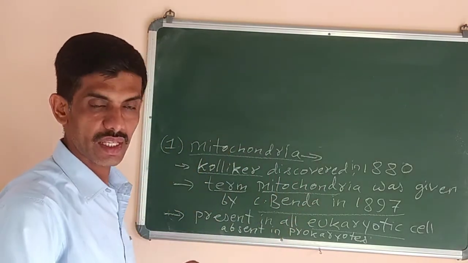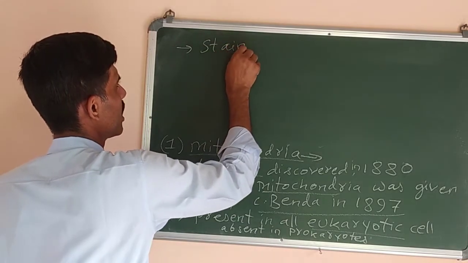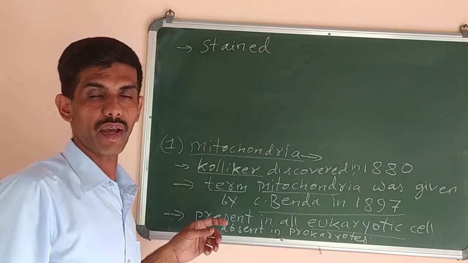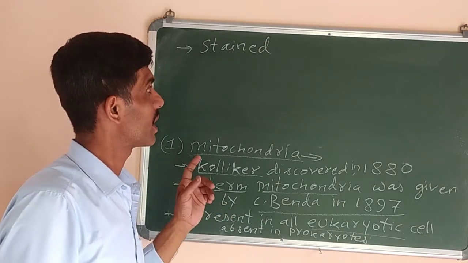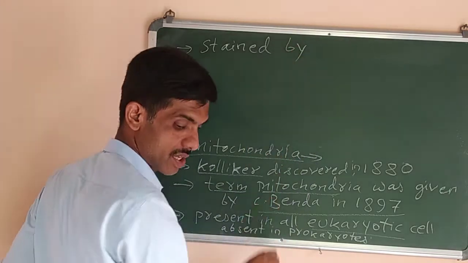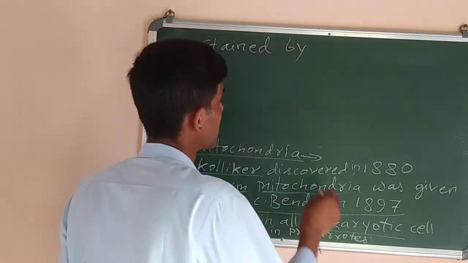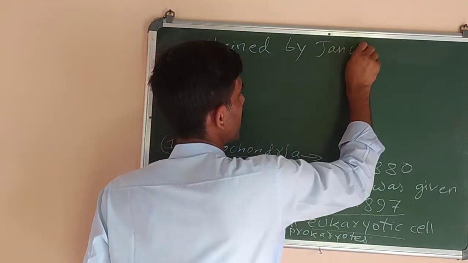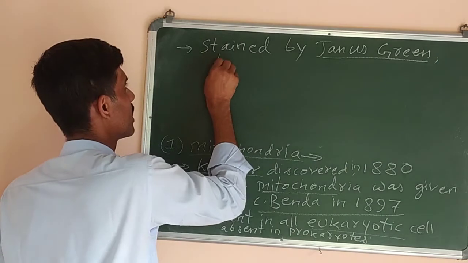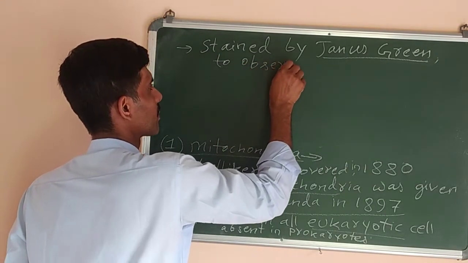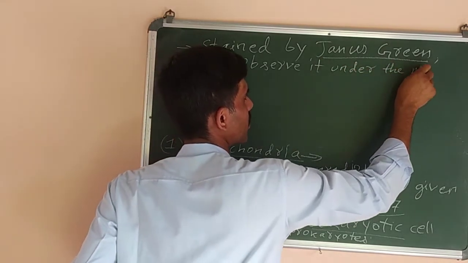Next we have to study: it was stained by Janus in order to observe the mitochondria under the microscope. Since it is a subcellular structure, it cannot be seen with our naked eyes. So it was stained by the scientist Janus. The scientist stained Janus Green. Spelling you can check, J-A-N-U-S Green. Janus Green, to observe it under the microscope.